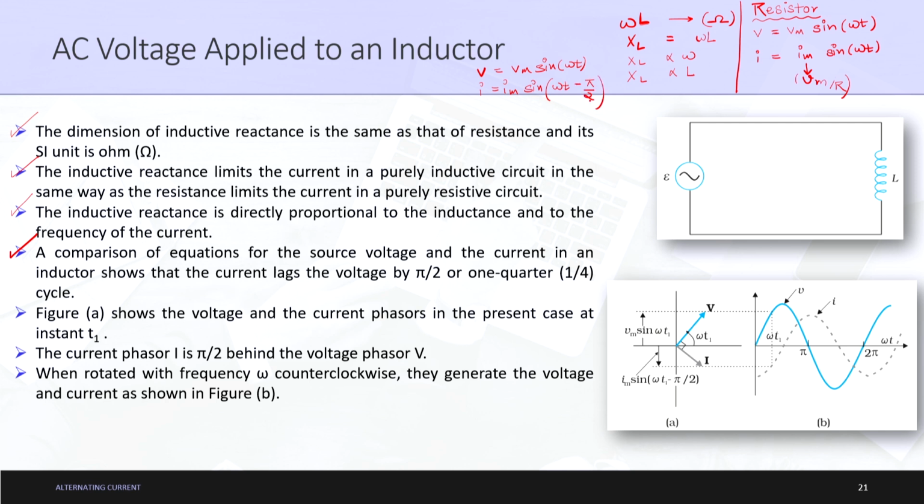Okay. So, that is the reason, due to this minus pi by 2 occurring here, it is saying that current lags the voltage. It is just saying that current is lagging the voltage. Okay. So, that is the reason being explained here. So, a comparison of equations for the source voltage and the current in an inductor shows that the current lags the voltage by pi by 2 or 1/4 cycle. So, 1/4 cycle, because the cycle is of 2 pi. Therefore, 1/4 of it is pi by 2, and it is saying that it is lagging by 1/4 of a cycle. Okay.